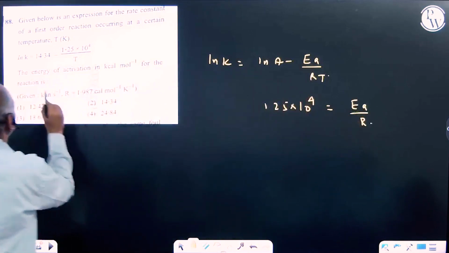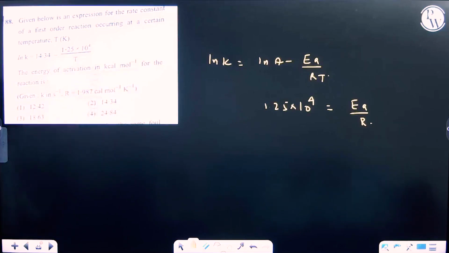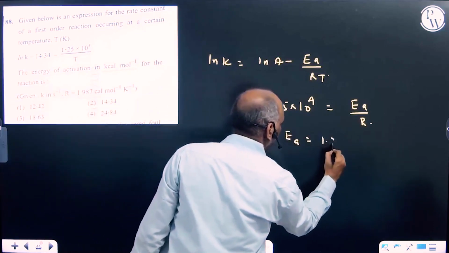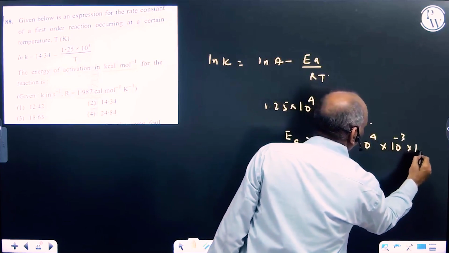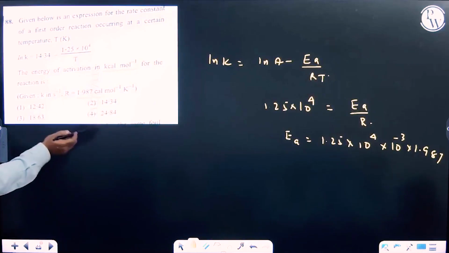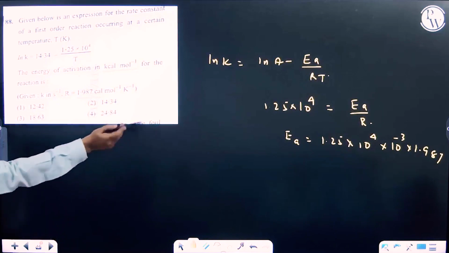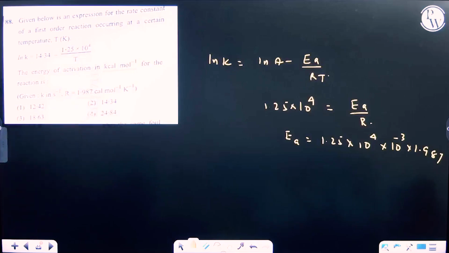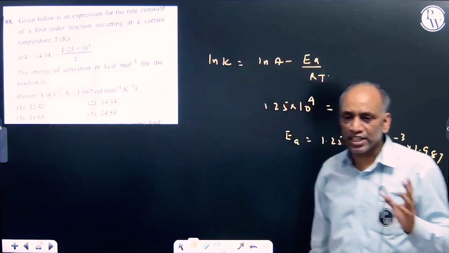And he is asking for the activation energy, expressing it in kilocalories. Remember, he has given it in calories and he is asking it in kilocalories. Thereby, the Ea value is nothing but 1.25 into 10 power 4 into 10 power minus 3 into 1.987. If you simplify that value, it is approximately 24.84. So it is a direct application of the Arrhenius equation.